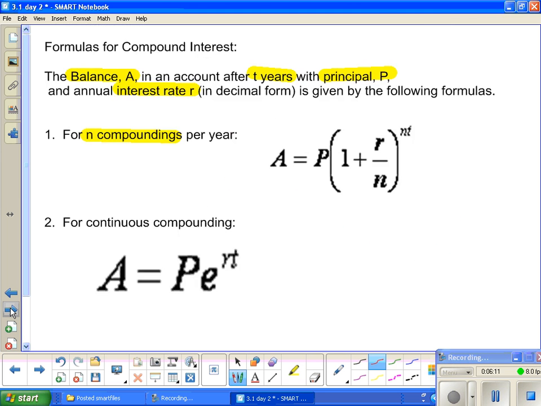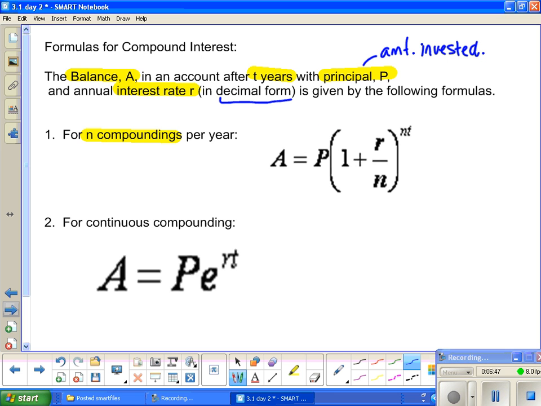Okay, e and exponential functions have a lot to do with compounding interest, which is banking. It says the balance A, so we're defining our variables, in an account after t number of years with principal P. Principal is the amount invested, and an annual interest rate r. You have to change your percentage to decimal form, given by the following formulas.